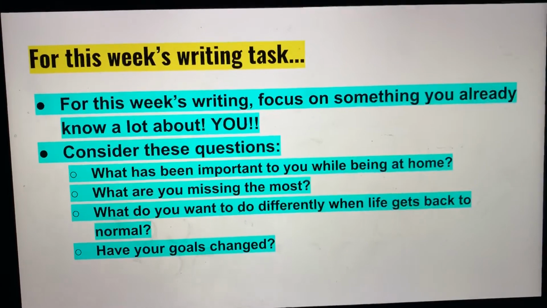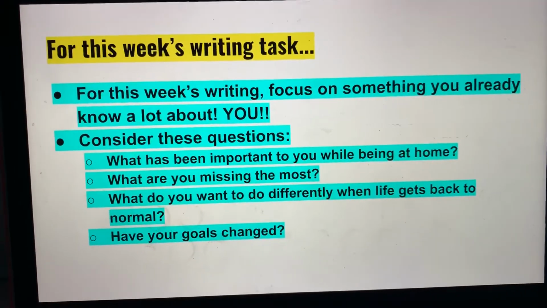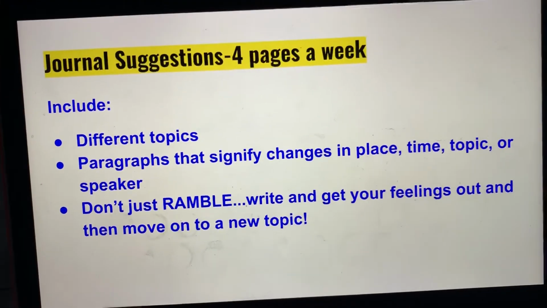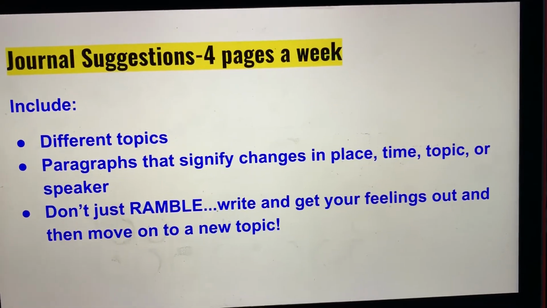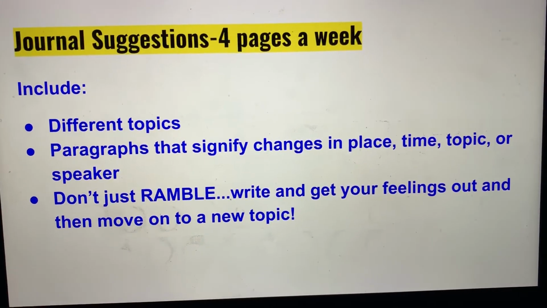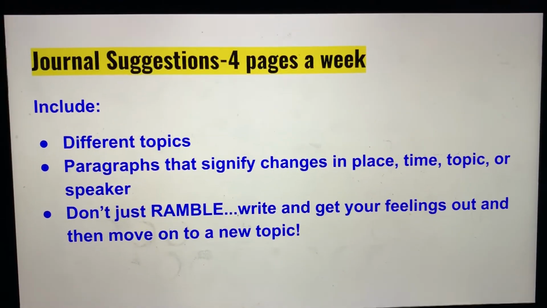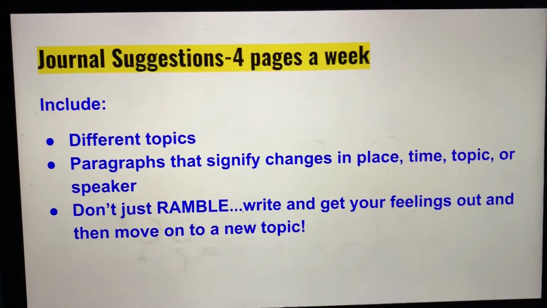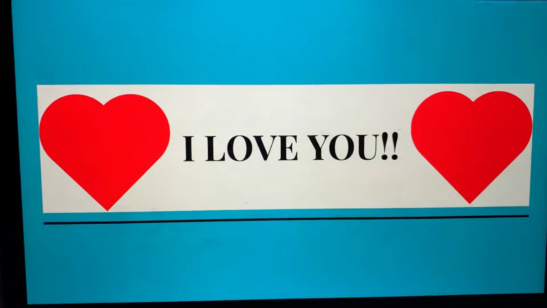These are things I want you to talk about in your journal because it's easy to talk about. It's about you. You don't really have to think it through. So, when you do this, consider different topics. You can write it in paragraphs that signify changes in place, time, topic, or speaker. Like I just gave you a ton of examples in the last slide. Don't just ramble. Write and get your feelings out, and then move on to a new topic. Don't just keep writing about stuff and saying the same thing over and over again, because it's not going to help you as a writer.